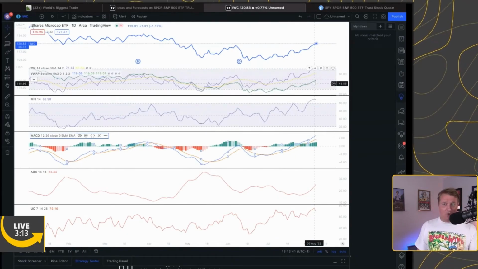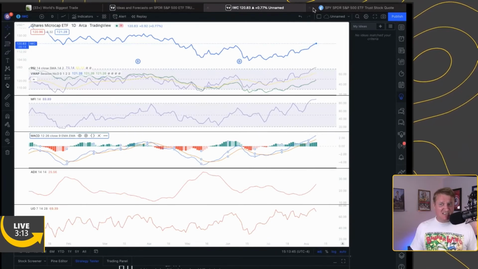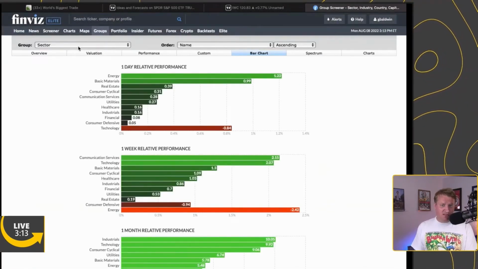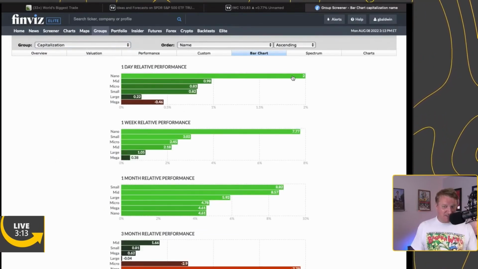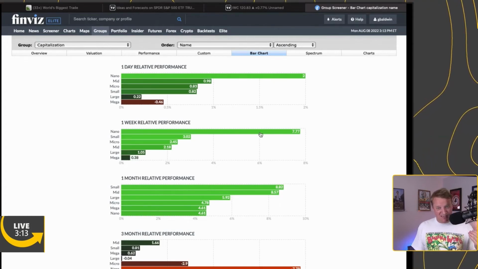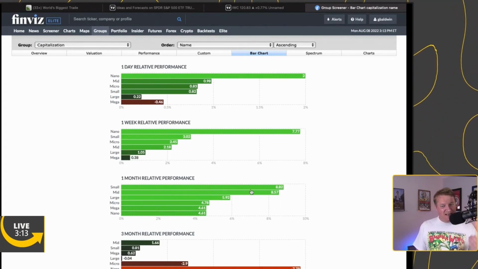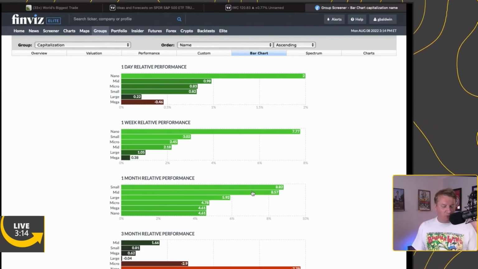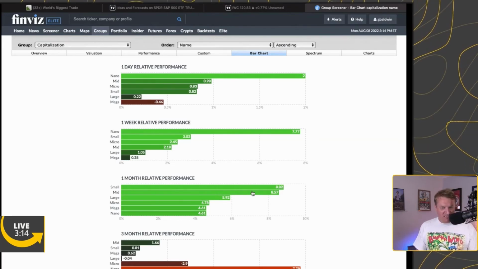Obviously, we are in overbought territory on microcap stocks. We've seen a significant amount of momentum across the board. If we go to groups and look at the smaller capitalization stocks, you're seeing the nanocap stocks up more than 2% today, 7.7% up over the last week. And small and mid caps have been the primary drivers of the performance in this broader market, 8.8 on the small, 8.7 on the mid.